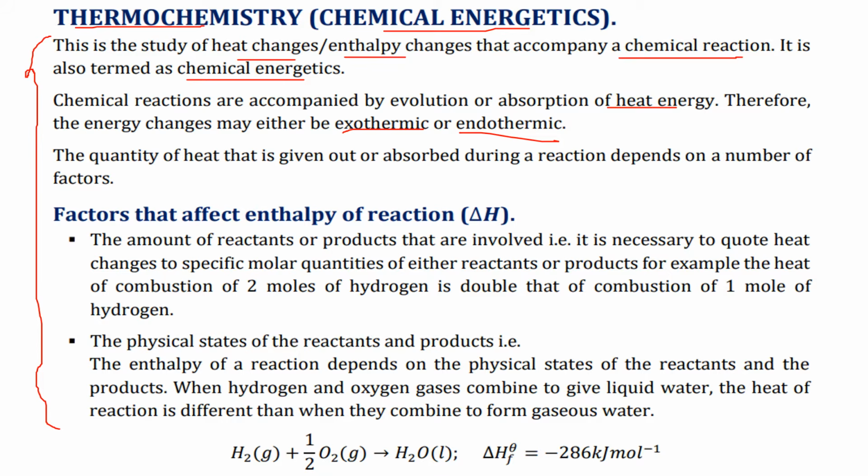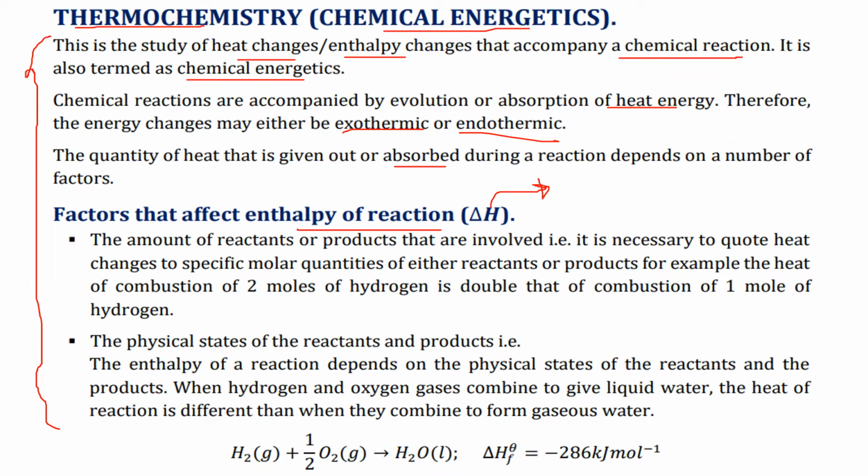So the quantity of heat that is given out or the quantity of heat that is being absorbed during a reaction is going to depend on a number of factors. We are going to call those factors that affect the enthalpy of a reaction. Now enthalpy of a reaction is denoted by delta H.